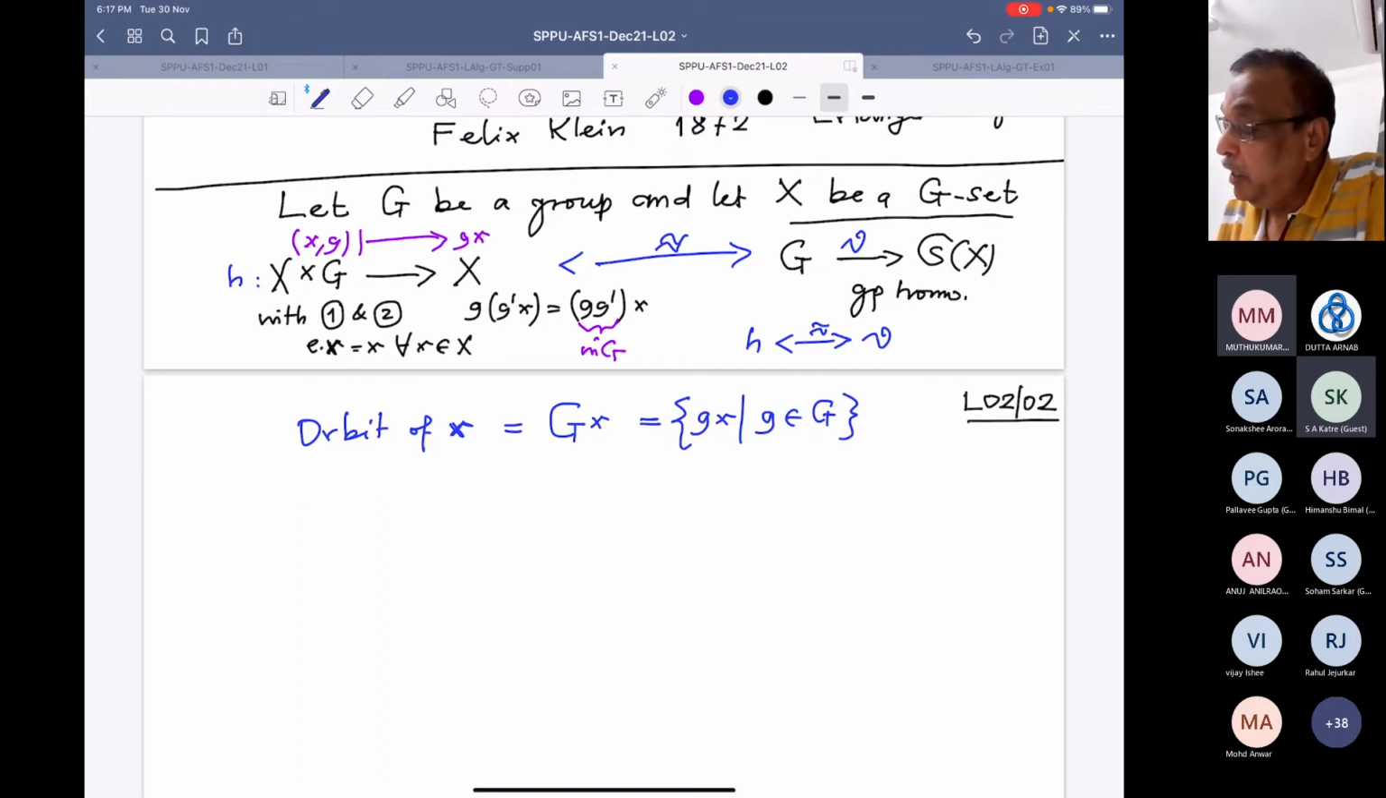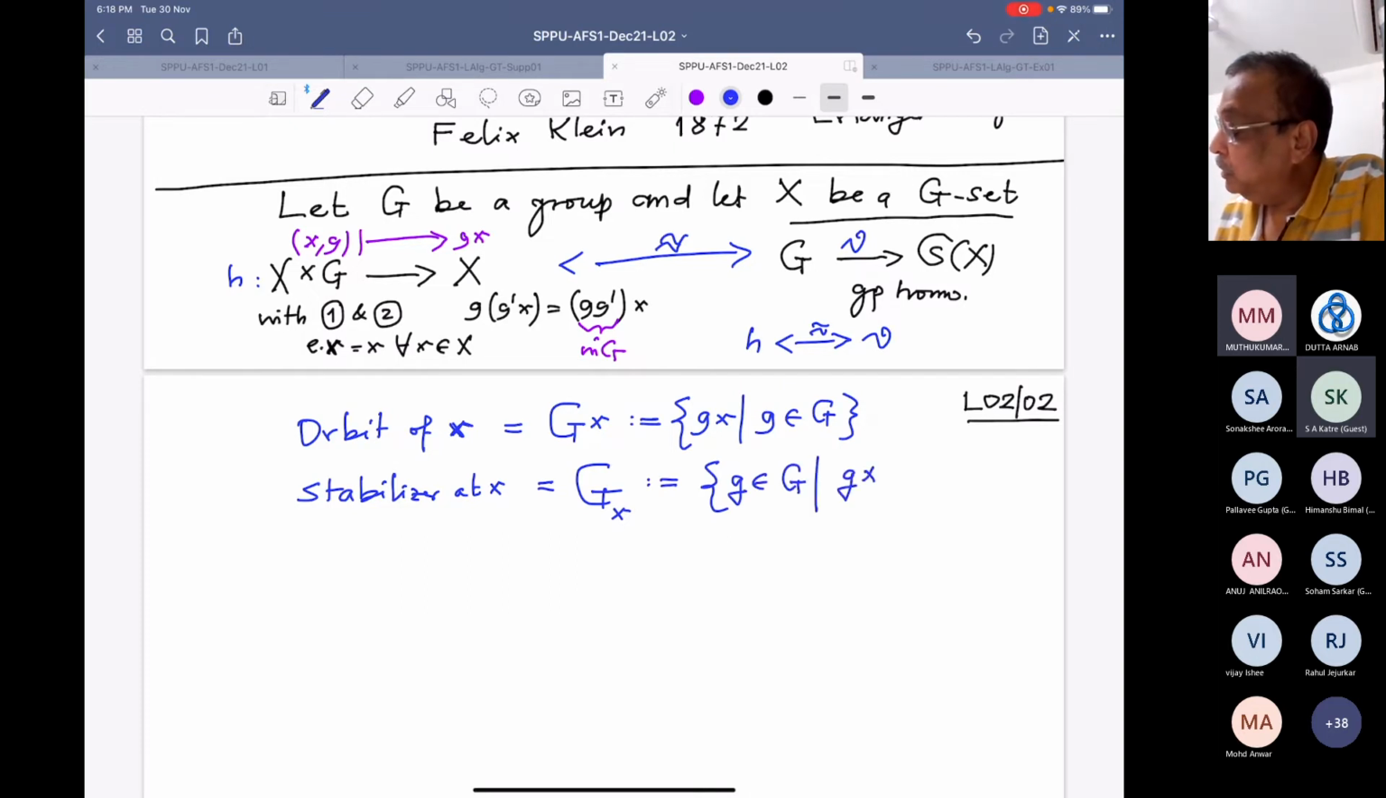Then we have defined the stabilizer at X. I have denoted it G suffix X. This is also by definition all those G which fix X, that means GX equals X. The orbit is obviously a subset of X, and the stabilizer is obviously a subset of G. And what did we remark? This is a subgroup of G.